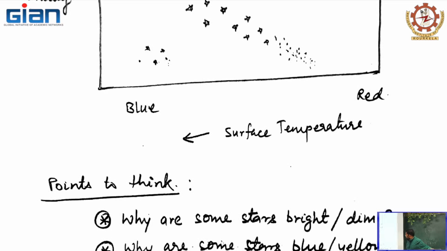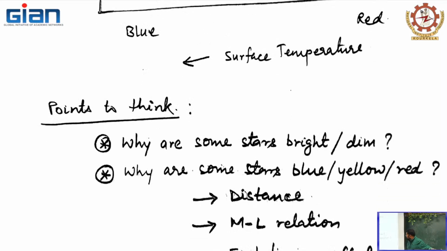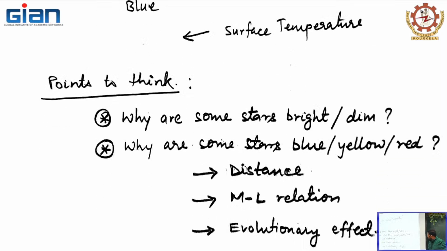Yeah, so this was the question I just wanted to mention here. Obviously some of them are bright, some dim, depending upon distance, and if you eliminate the distance, if you're talking about the intrinsic luminosity or intrinsic brightness, it will depend upon how massive your star is and in what evolutionary state the particular star is.